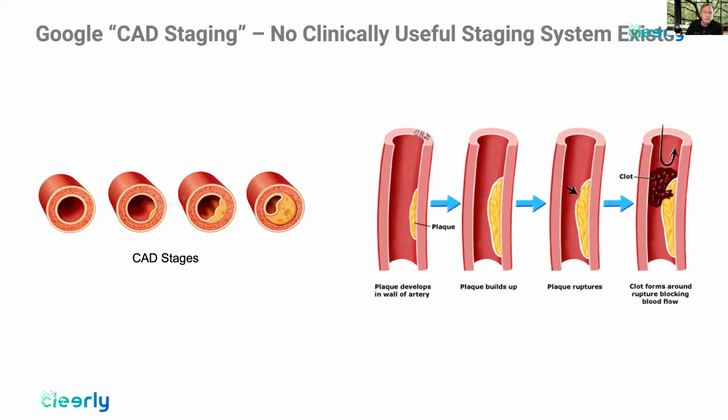If you Google it, you'll see images like this that don't really describe a staging system like we see for all these other disease processes. They actually describe sort of an evolution of coronary atherosclerosis as stages, but this is not a clinically useful staging system that describes different stages that can be used for either therapy or for prognosis.